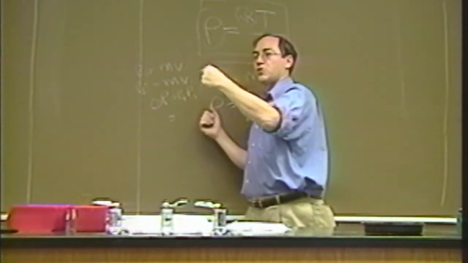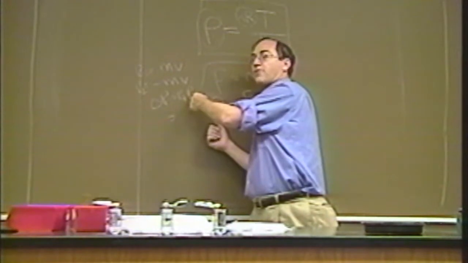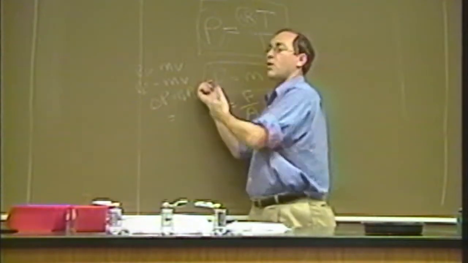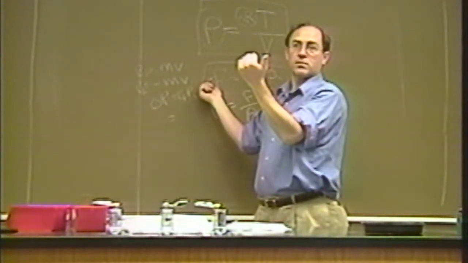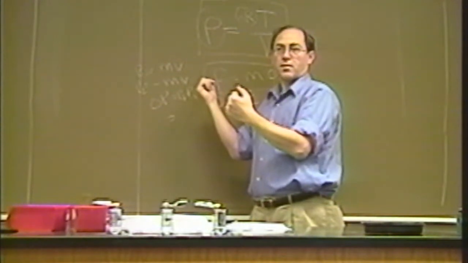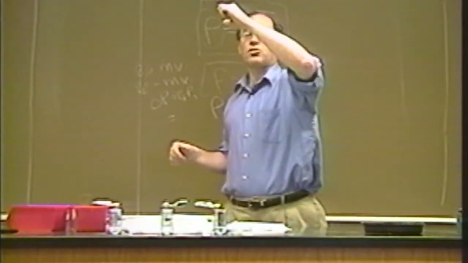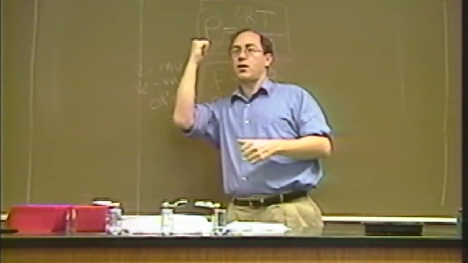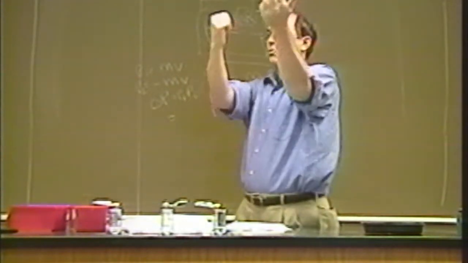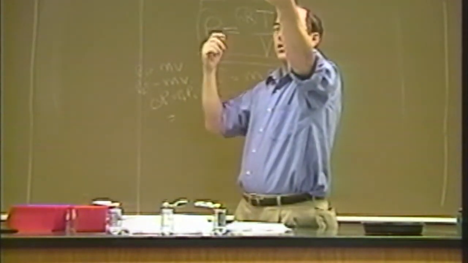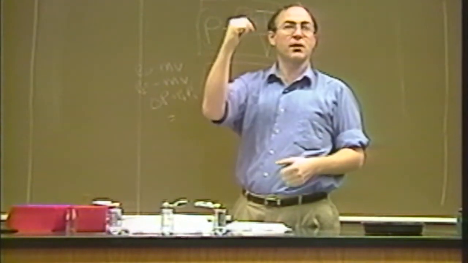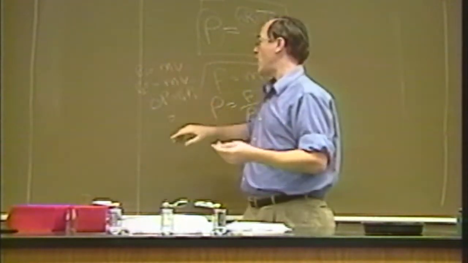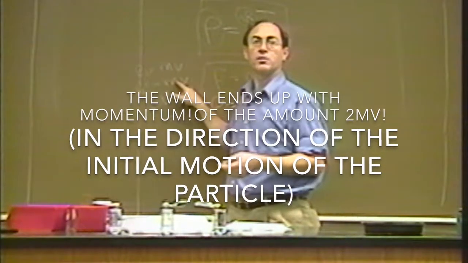If the initial mv was this way, now after the collision the wall has 2mv that way, and this takes mv that way. What's the sum of 2mv that way and mv this way? mv that way. Initially you have mv this way, which is the total initial momentum because the wall is not moving. After the collision, the sum is mv that way, which is exactly what it was at the beginning. So the final momentum is exactly equal to the initial momentum only if the wall carries away 2mv, the difference between the two of them.